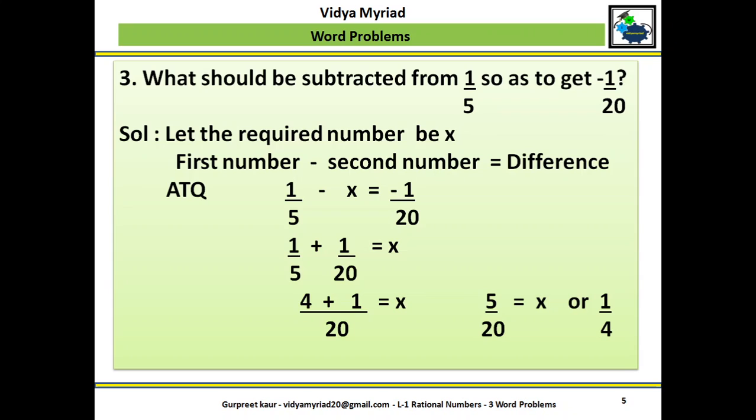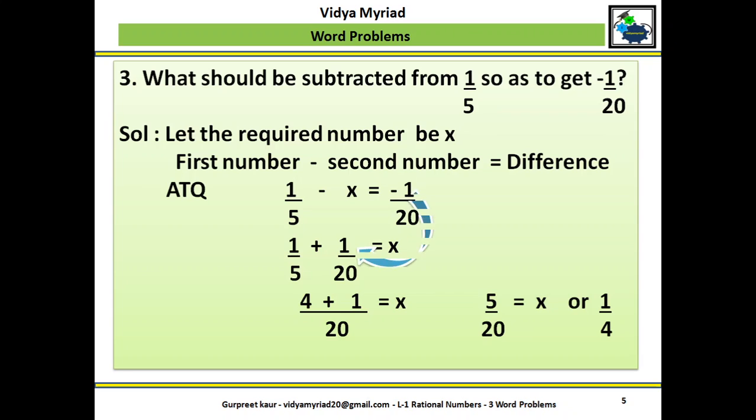That means whenever "from" is there, you will write that number at its first place. So my first number is 1 upon 5 minus x is equal to minus 1 upon 20. This becomes my required equation. Now here if you see, my x has a minus sign, and the right side is minus 1 upon 20. Now here I will change the place of x and I will change the place of minus 1 upon 20 because I can make them positive.